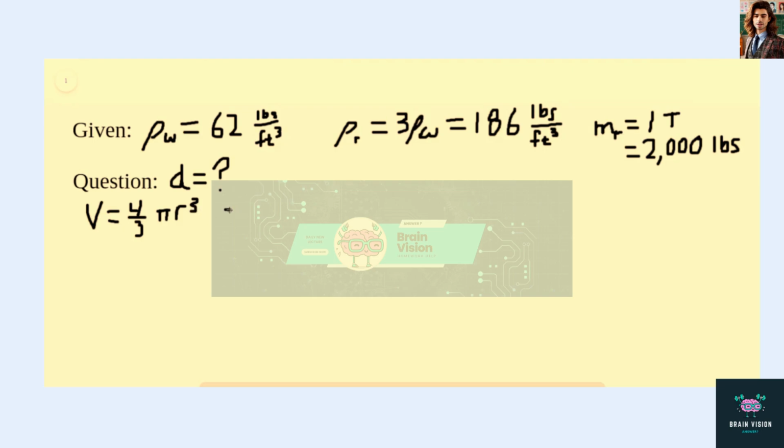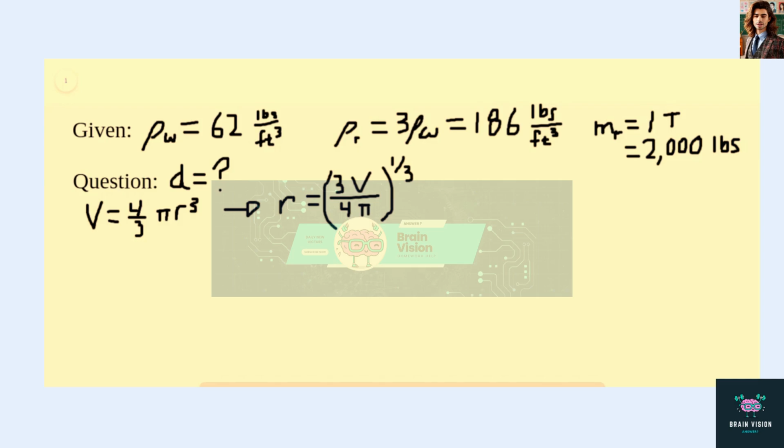Well, we can rearrange this to solve for r, since really what we want is distance, or the diameter, but diameter is 2 times the radius. So solving for the radius will be just fine. And the radius then is 3 times the volume divided by 4 pi. But the radius was cubed, so this entire thing is going to be to the cube root, or to the 1/3. Okay, well, all we need then is volume.